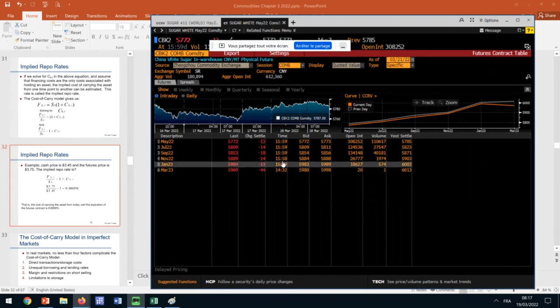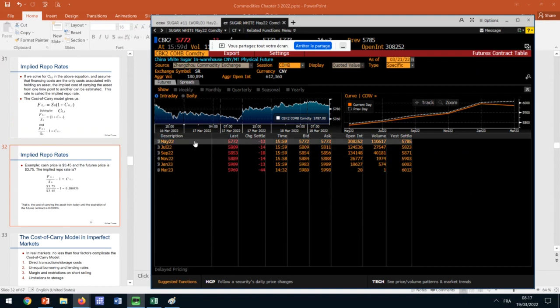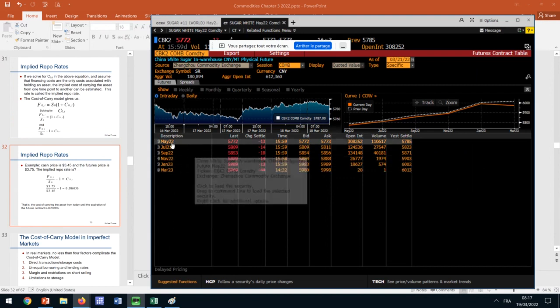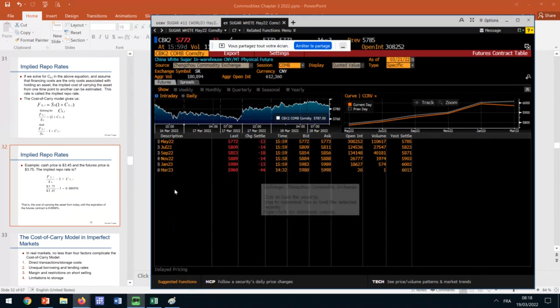And actually, sugar prices have gone down in China. Well, not a lot. So let's just look at two contracts: March 23 and May 22. It's not exactly a year, but it's not too bad. That's the longest time difference we have. These Chinese futures contracts don't go very far into the future, apparently.